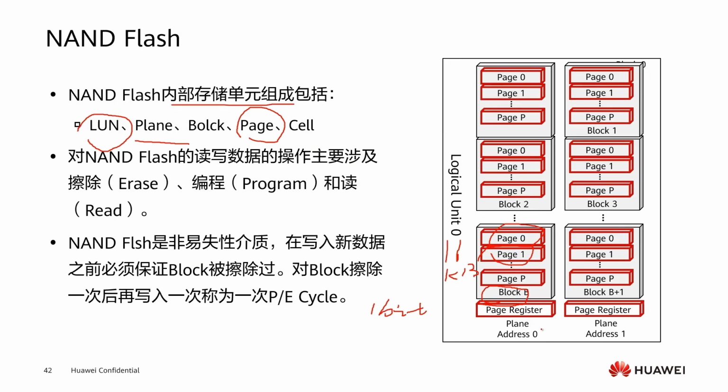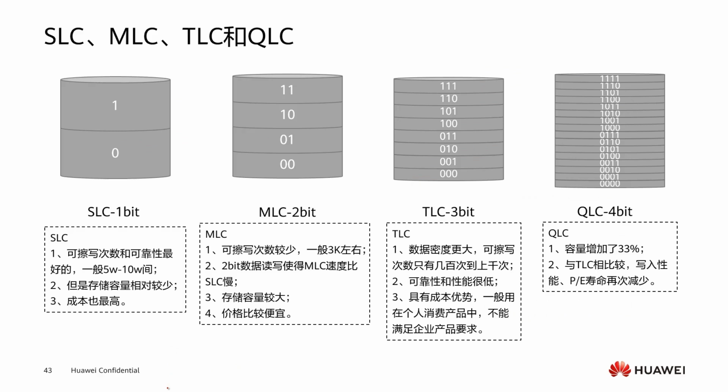NAND flash particles can be divided into the following 4 categories according to the different bits of data stored in the cell. The first is SLC. It is a single-layer storage unit. A cell can store 1 bit of data, 0 or 1. MLC is a multi-layer storage unit. In MLC, a cell can store 2 bits of data, such as 00, 01, 10, and 11. TLC is a 3-layer storage unit. In TLC, a cell can store 3 bits of data, as shown in the figure. And QLC is a 4-layer unit. As the name suggests, it can store 4 bits of data.